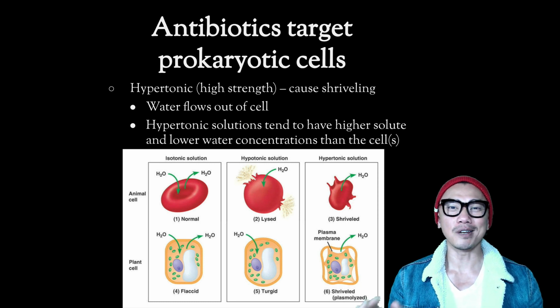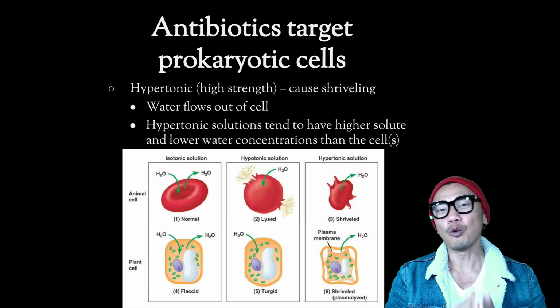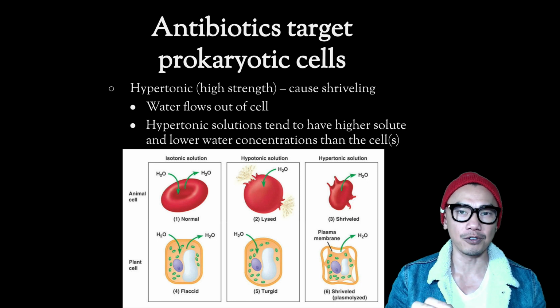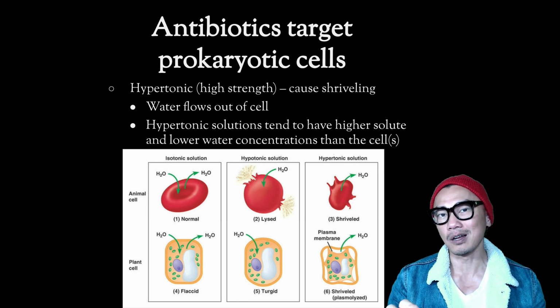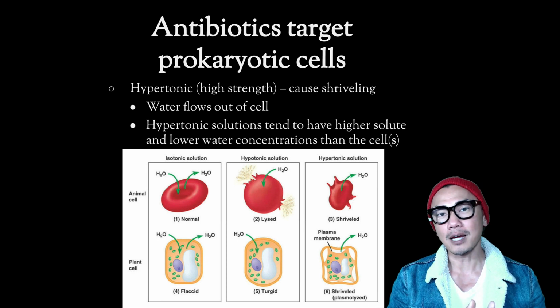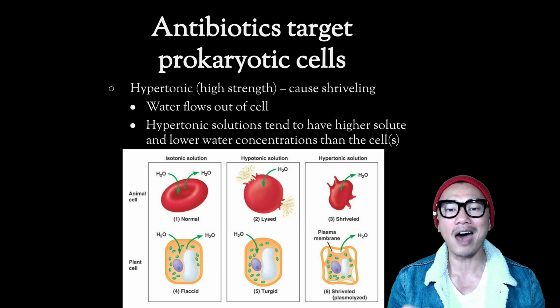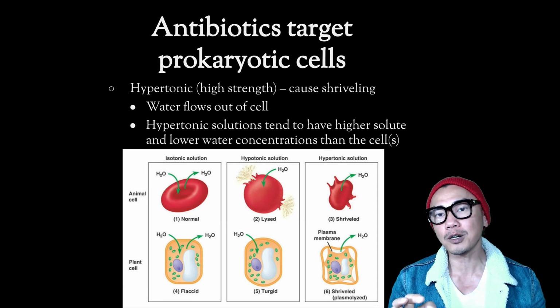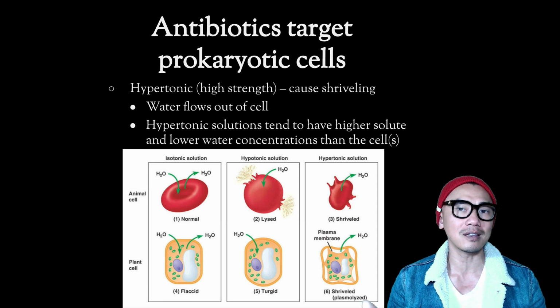In a hypertonic environment or solution, water will flow out of the cell, causing the cell to shrivel, or if it's a plant cell, to wilt. Hypertonic solutions tend to have higher solute concentrations and lower water concentrations outside the cell.